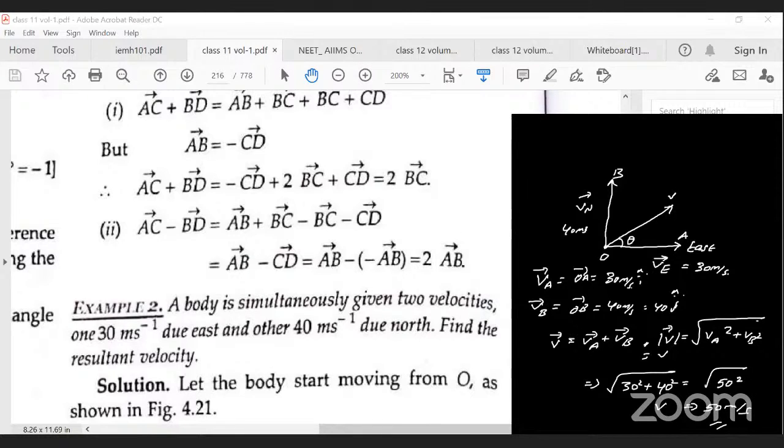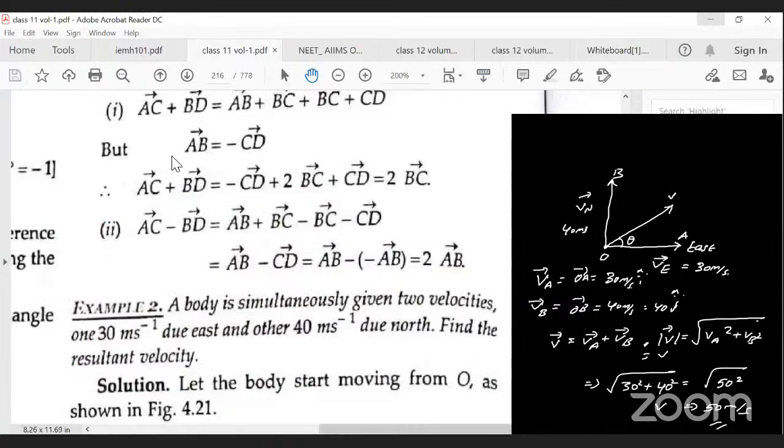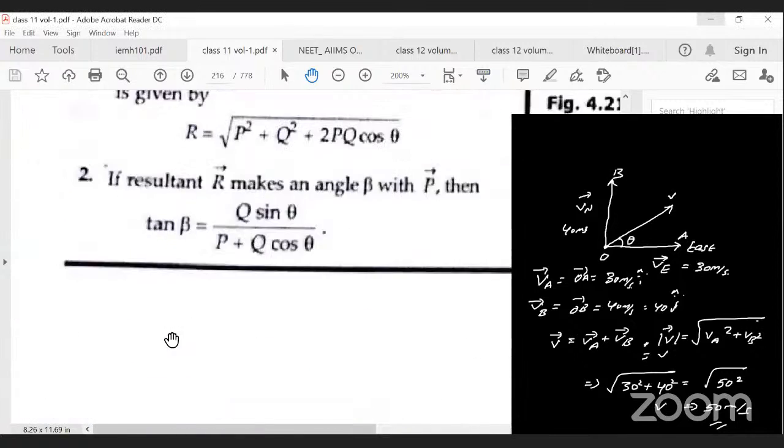Just make it fast. Others, is it over? Okay. Right. So we'll see the next question. Display the question, please take it down. Then we'll discuss.